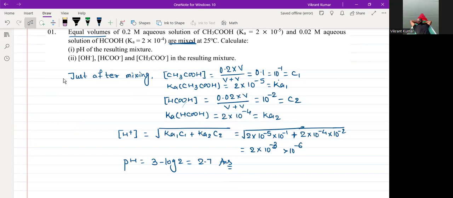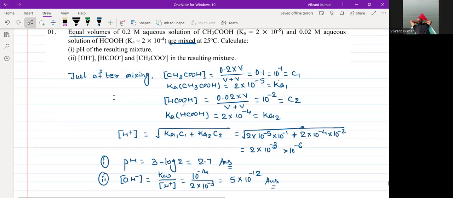Now the second part, if it is asking OH minus, it is Kw upon H plus everywhere. So now that will be 10 raised to minus 14 upon 2 into 10 raised to minus 3. We can write 10 into 10 raised to minus 15 कर लेंगे, तो 5 into 10 raised to minus 12. That will be the answer.